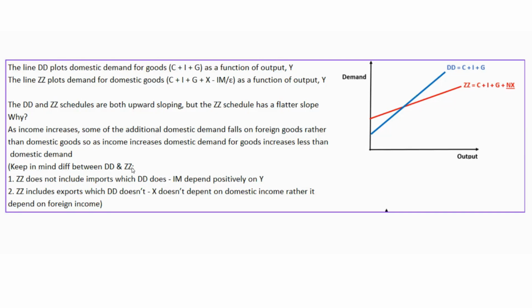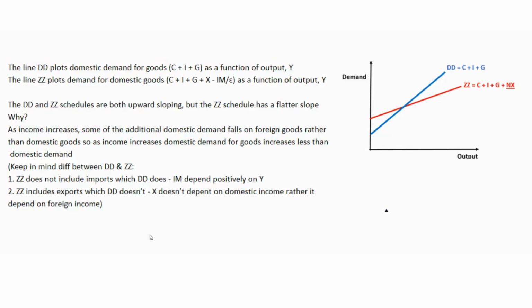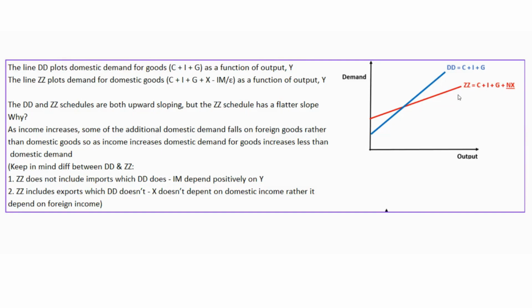So keep in mind the difference between DD and ZZ. ZZ does not include imports, which DD does, which is why when income increases, the increase in DD is more, because DD also includes the increase in imports that happens with the increase in income, but ZZ removes those imports. ZZ includes exports, which DD doesn't, but exports we know don't depend upon domestic income. So both are upward sloping, but ZZ has a flatter slope, because as income increases, some of the additional domestic demand falls on foreign goods rather than domestic goods. And this domestic demand that's falling on foreign goods is included in DD but not in ZZ.